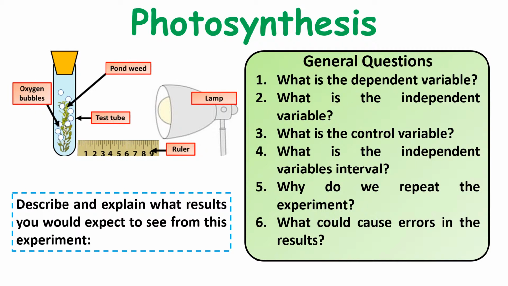Why do we repeat the experiment? We're repeating the experiment so we can take a mean average. We repeat it so we can look for anomalies. We repeat the experiment to show that the results are reliable. Remember that repeating it shows that the results are reliable, not necessarily accurate.